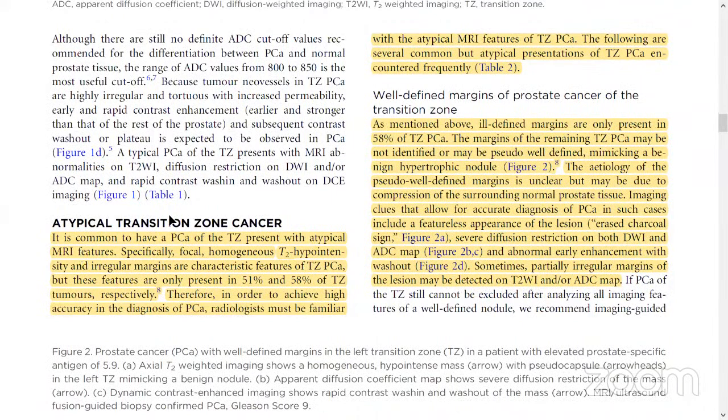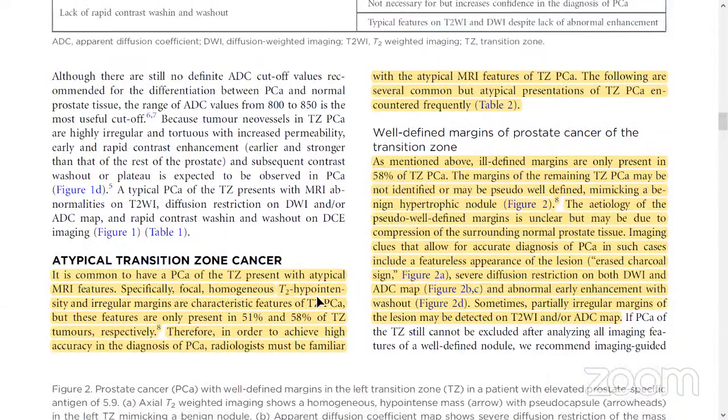Atypical transition zone cancer. This is important, something which is important from this article we are discussing today. It is common to have a prostatic cancer of the transition zone present with atypical features. Specifically, focal homogeneous T2 hypointensity and irregular margin are characteristic of transition zone cancers, but they are present in only 51 and 58% respectively. So whatever we have been describing for the last half an hour as typical findings are present in only 51 and 58% of patients respectively. Therefore, in order to achieve high accuracy in the diagnosis of prostatic cancers, radiologists must be familiar with the atypical MRI features. So that is important.